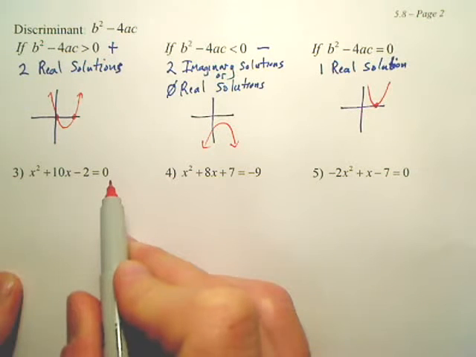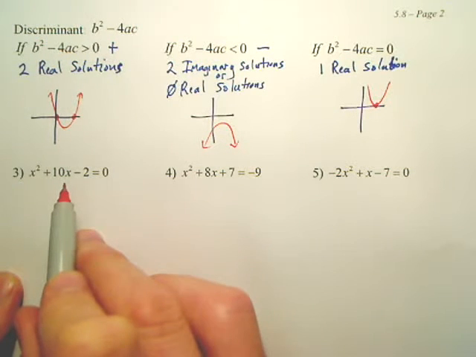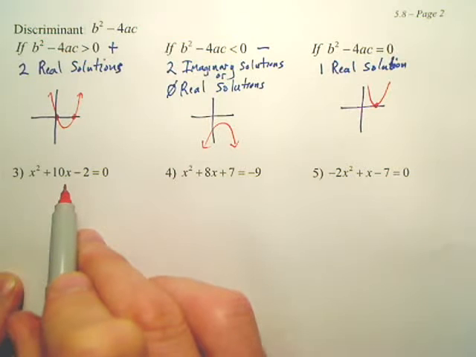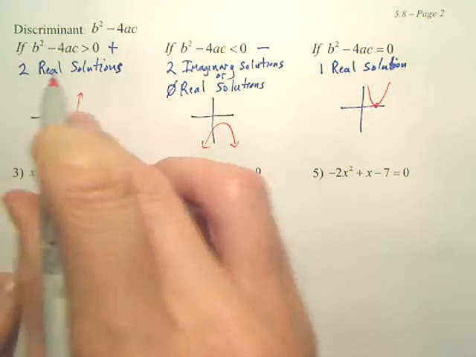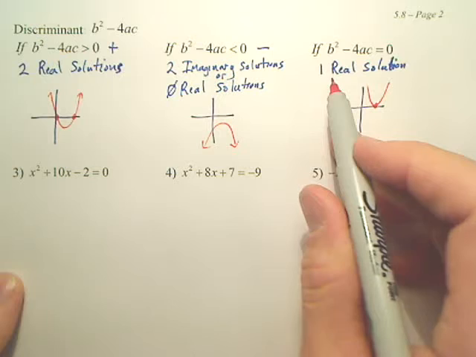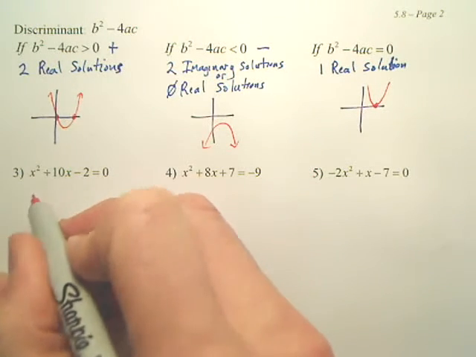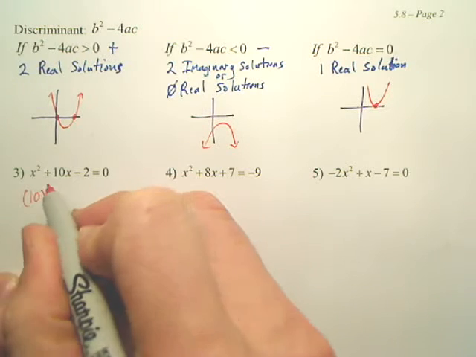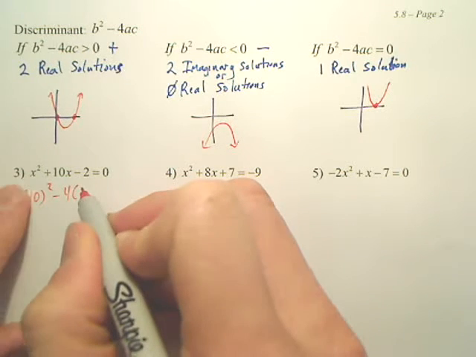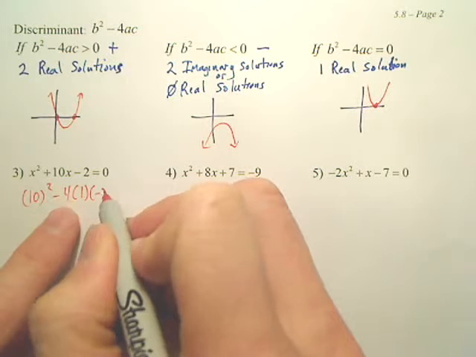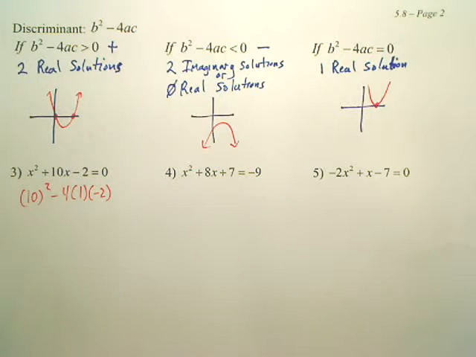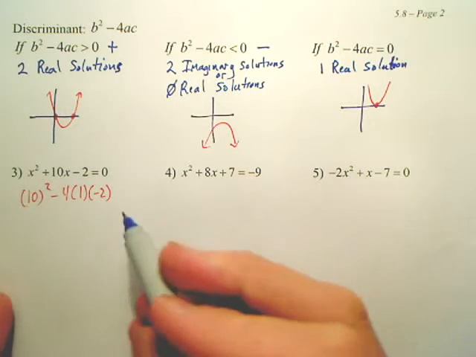Basically, here's your equation. I want to find out how many solutions this has. That's the question they asked, just how many solutions. Does it have 2, none, or 1? Well, all we do is you take the b squared minus 4ac. So we're going to take 10 squared minus 4 times a, which is 1, times c, which is negative 2. You just take those values, and then you got to see what you get. And all you care is it positive, negative, or 0. That's all you care about.